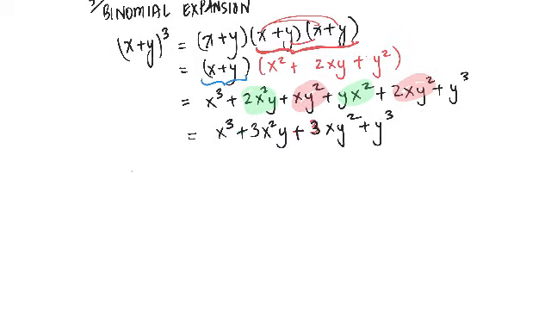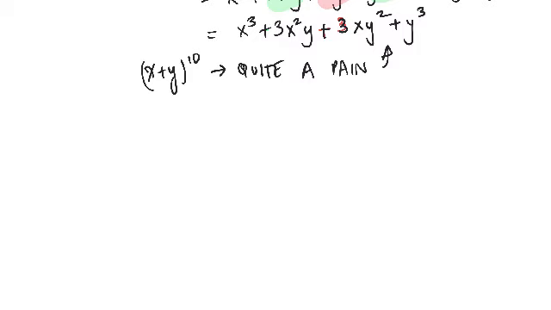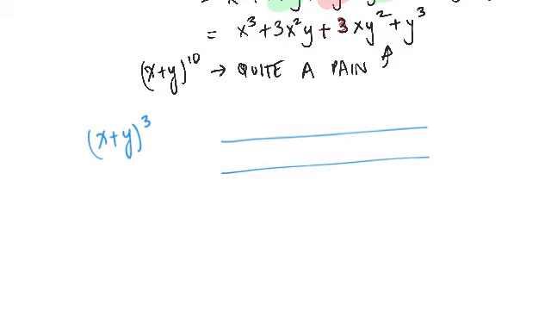And you can imagine that if you had to do (x + y) to the 10th, this would be quite a pain to do in this way. So we have a shorter and faster way to do this, and that goes like this. Let's just begin again with that same example, (x + y) cubed. And what we're going to do is make a little table. Once you get good at these, you do not need to make the table, but initially it helps to make the table.